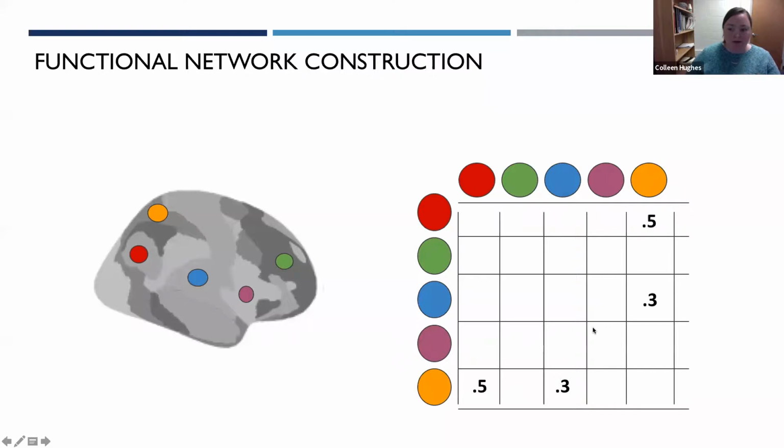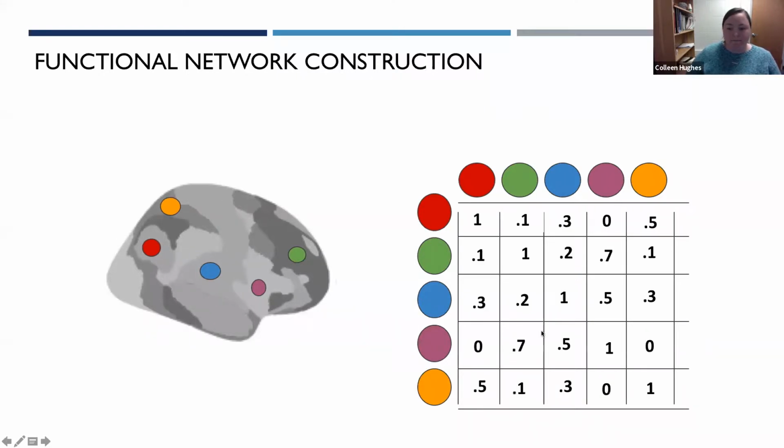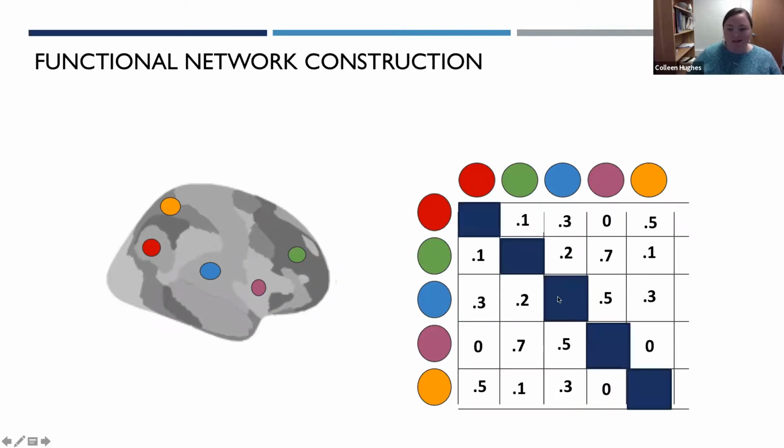So you create your matrix and you fill it in, essentially, until you get something that looks like this. This is the data that I actually work with. I get one of these from every subject for every scan that they do, essentially. And I'll note that along the diagonal, the correlation is 1, so we tend to kick those out because they're not informative.